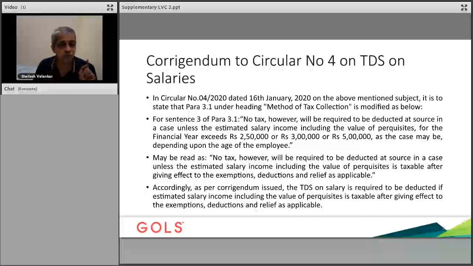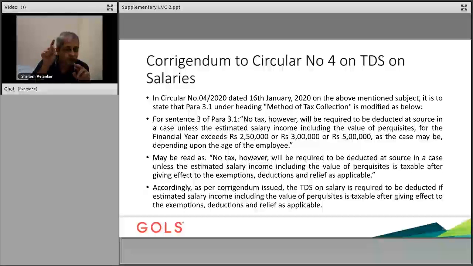So in the instant case, the person who is earning 3 lakhs has made eligible investments of 25,000 and has a standard deduction of 50,000. His salary is not taxable. So as per the new provision, no TDS will be made. But as per the old provision, the employer would have made a TDS of 2,500. So this was the anomaly which the government tried to bridge.